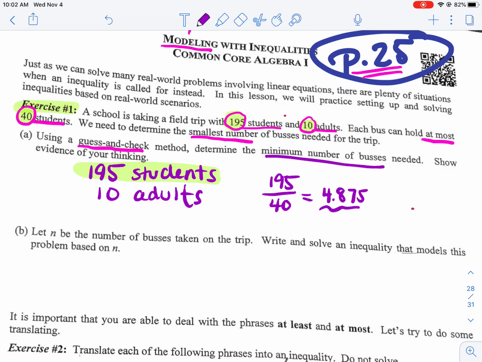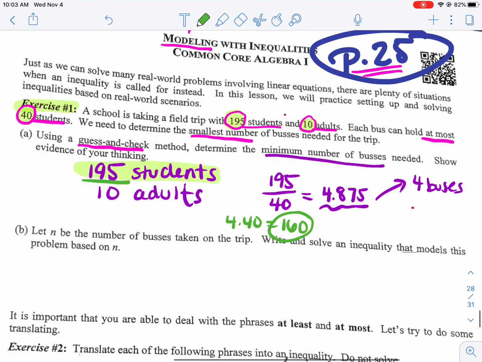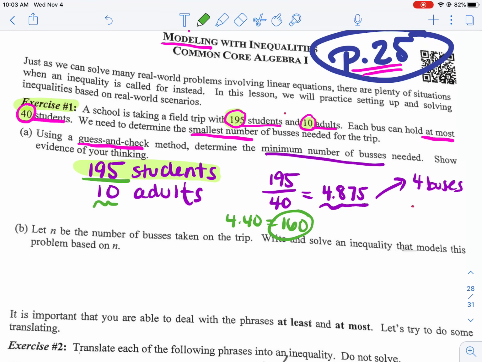So if I do 4.875, we need to think about this. If I have 4 buses, is that going to give me enough room for everyone? Let's take a second. 4 times 40 is 160. Is that enough to fit all the students? And remember, we have some adults too. It's not going to be. So this is one of those times we have to round up. 5 times 40 is 200, which would give us more than enough room for our students.